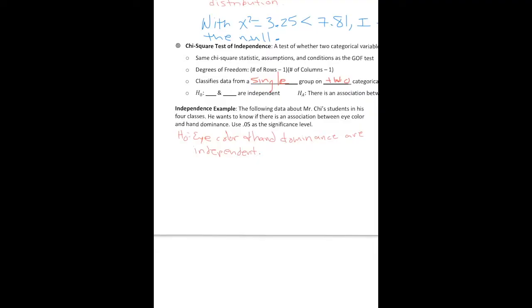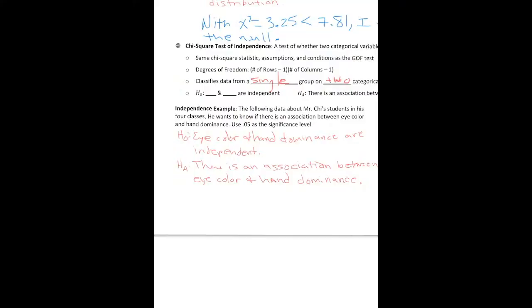So let's go ahead and write our hypotheses first this time. Going off of our notes and our example in our notes, it says your blank and blank are independent. So the two things we're looking at are eye color and hand dominance. So our null hypothesis is going to say eye color and hand dominance are independent. Then our alternative hypothesis is going to say there is an association between eye color and hand dominance, because that is what we're looking at.